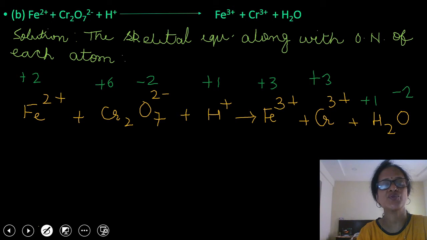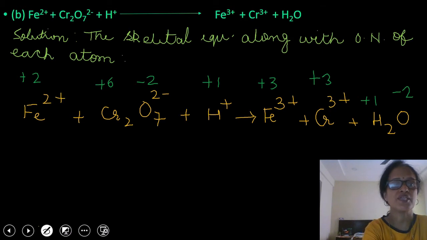Now I am going to take one more example. Fe2+ plus Cr2O7 2- plus H+ gives you Fe3+ plus Cr3+ plus H2O. The reaction is taking place in acidic medium. So the first step will be the same. We will write the skeletal equation, and the oxidation number of each atom will be written above them.